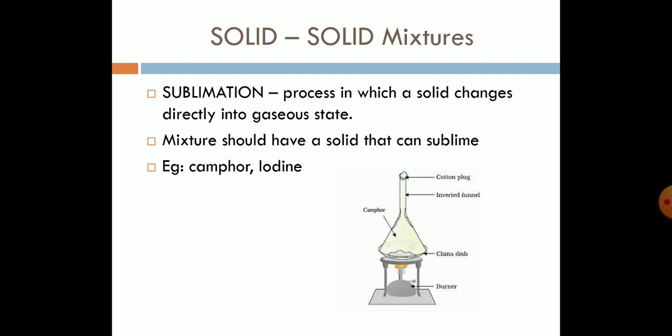Then the camphor or the iodine in the mixture will start converting into gaseous state. That means you get fumes. Fumes means small waves like that. They will start coming up. Then they are all collected on the funnel. On the walls of the funnel, you can see they are deposited. So this is how we separate a solid and a solid, especially when one of them is a sublime solid. Example: camphor and iodine.